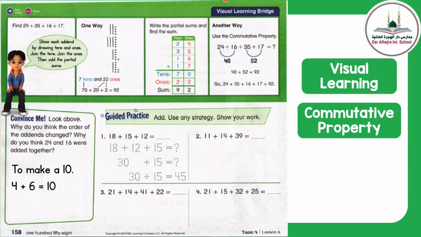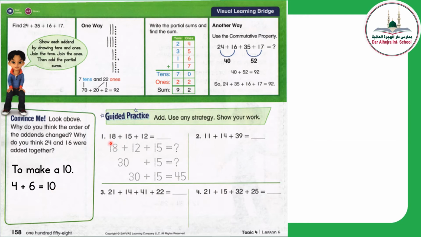Now we have understood very carefully, very closely how this commutative property works. We are moving the addends in the way we like to, but still we get the same final answer. Now here they have asked, look above, why do you think the order of addends changed? Why do you think 24 and 16 were added together? We have already seen that we have moved this addend next to 24, and why we did that, we now know because we see here 6 in the ones place and 4 in the ones place, they add up to make a 10. So we can write here we have shifted them to make a 10, because we know 4 and 6 together make a 10.